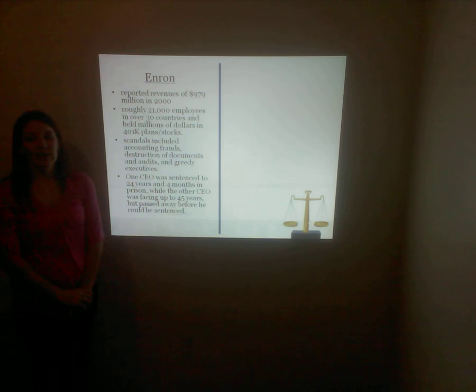One CEO was sentenced to 24 years and 4 months in prison for his involvement in the illegal activities. The other CEO was looking at facing up to 45 years, but he passed away before he was able to stand trial. 20 other employees and business associates were found guilty of crimes ranging from falsifying and manipulating documents, accounting fraud, money laundering, wire fraud, and filing false tax returns. Now on to WorldCom.